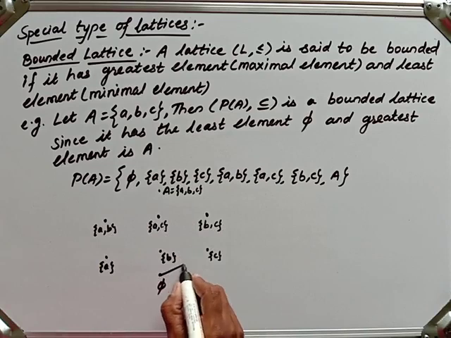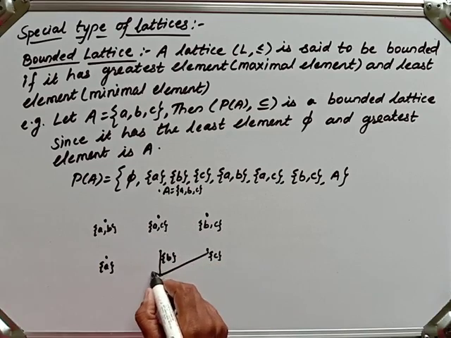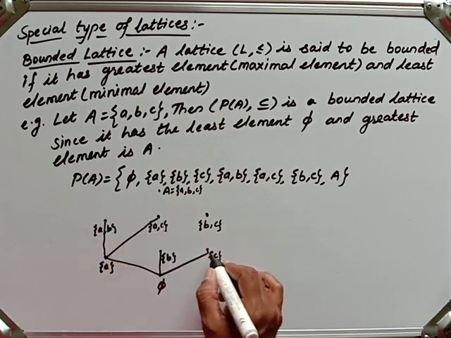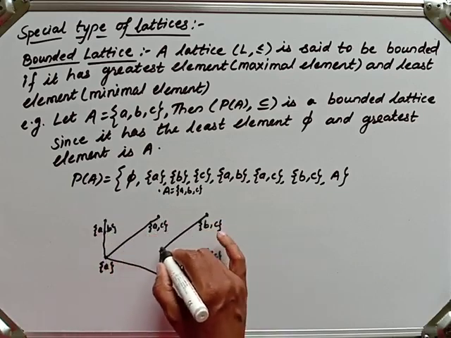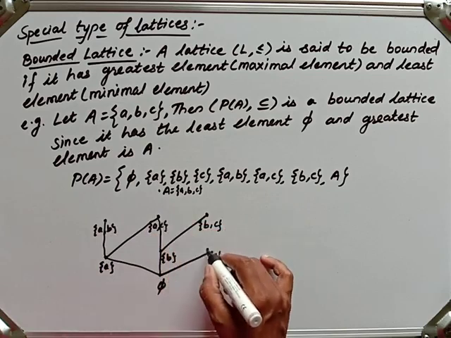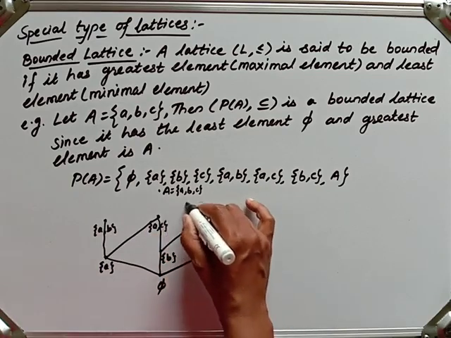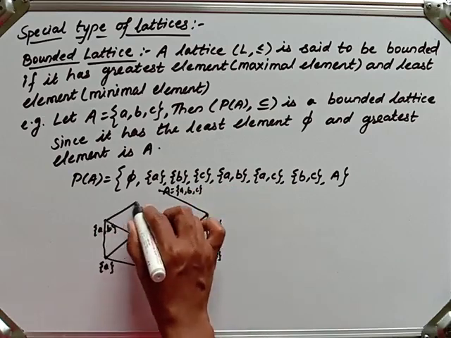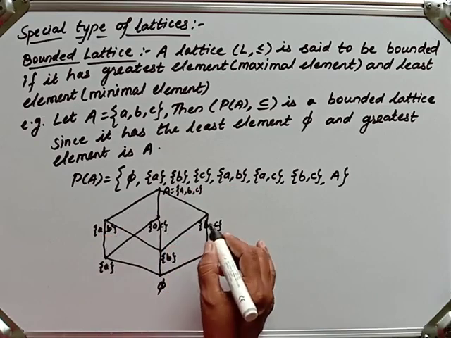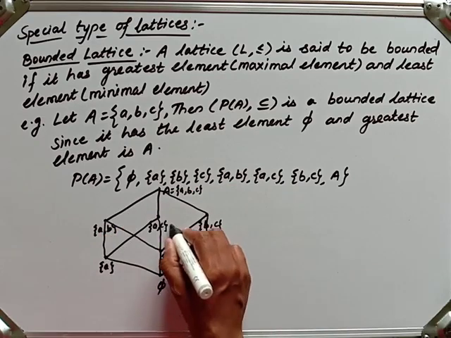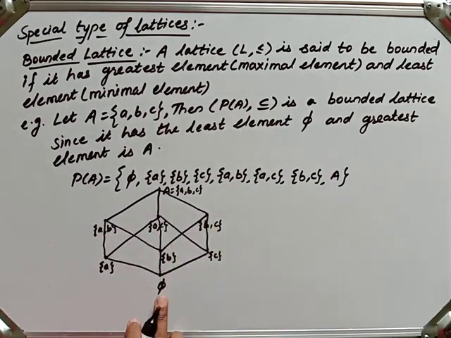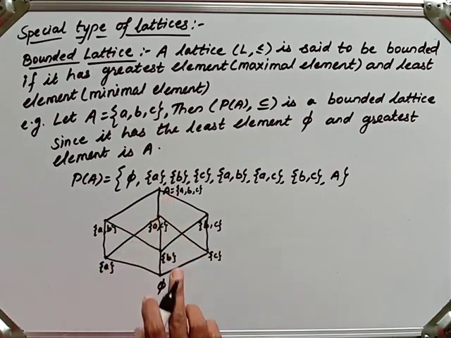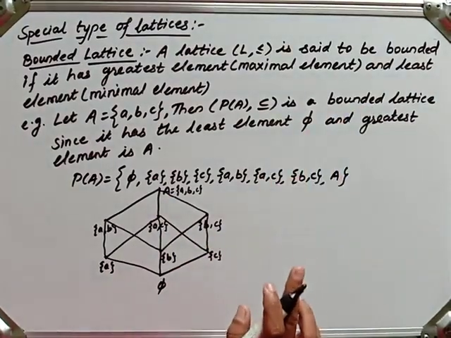So phi is related with all of these, as phi is a subset of all of them, and these are the subsets of the ones above, and all are subsets of the top element. This is our Hasse diagram. So the minimal element is phi, the maximal element is the top one. So this will become a bounded lattice.